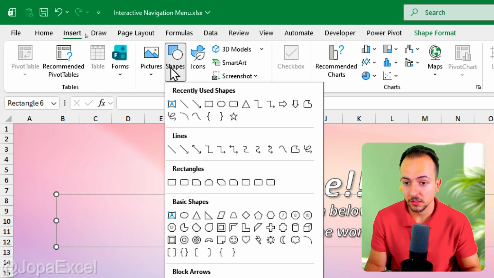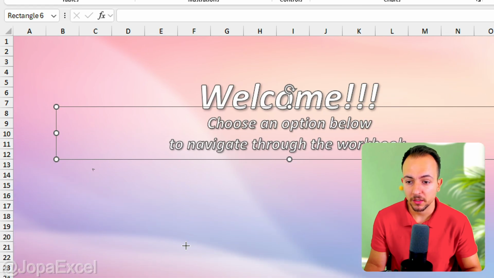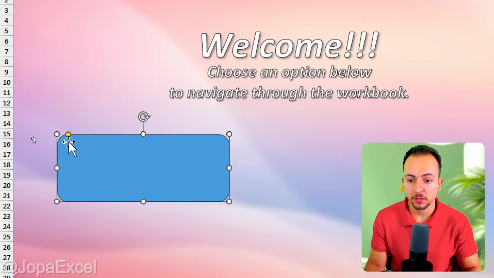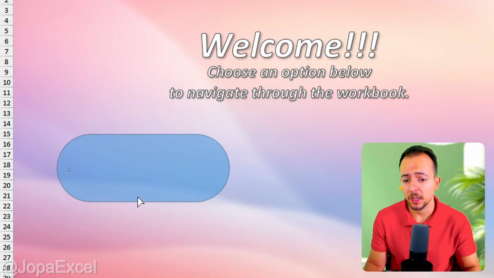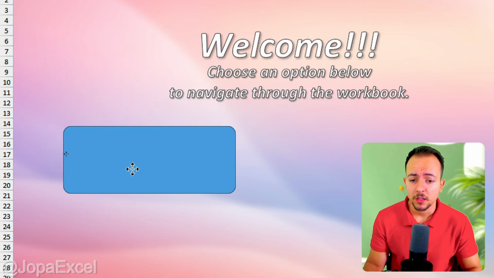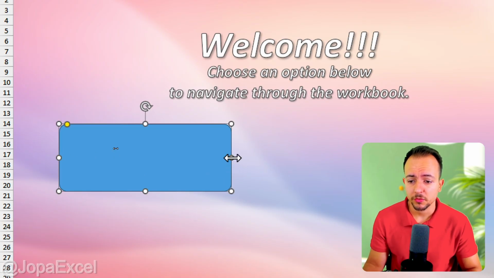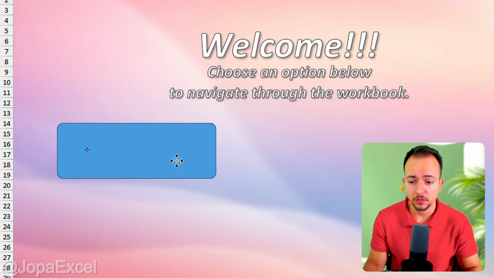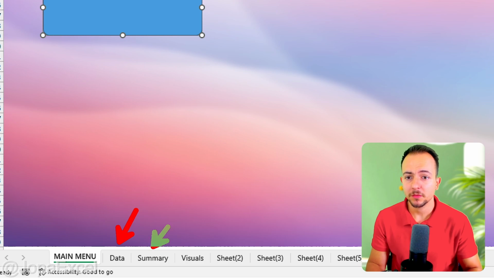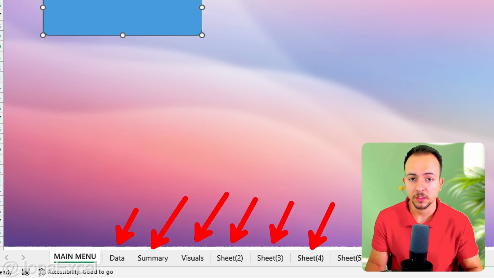Go to Insert, then Shapes, and this time choose a rounded rectangle. Click, hold, and drag to draw the button. If you want the corners to be more or less rounded, click the small yellow handle on the shape and drag it left or right. Place the first button where you want it, usually on the left side of the screen, and resize it until it looks good. Now think about how many buttons you need. Basically, you need one button for each worksheet you want to open from the menu.